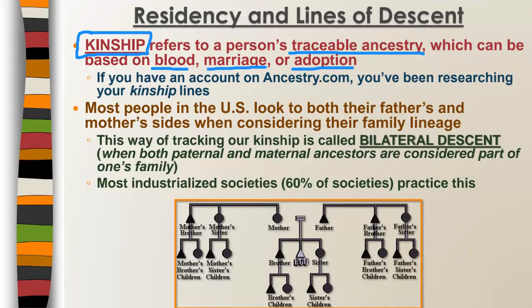So most people in the U.S., we look to our mother and our father sides when we're looking at our kinship lines, our family history. If you get on Ancestry.com, if you're close to your mom and your dad, you probably want to look at both sides of your family, your mom's side and your dad's side. So we practice what is called bilateral descent, meaning we are interested in our maternal and our paternal ancestors. And most industrialized societies practice bilateral descent.